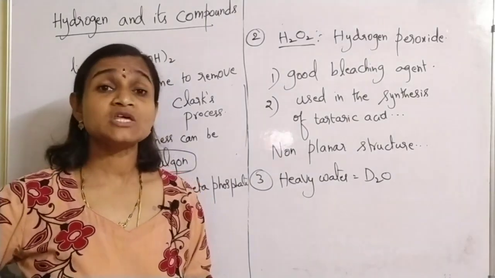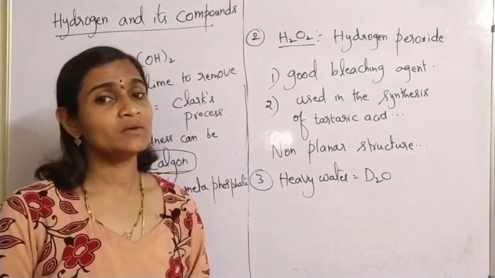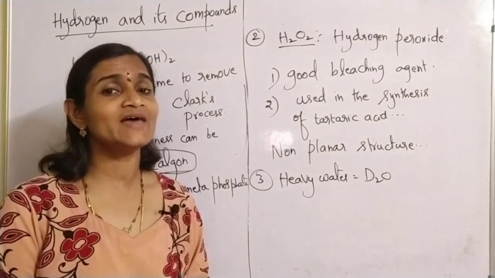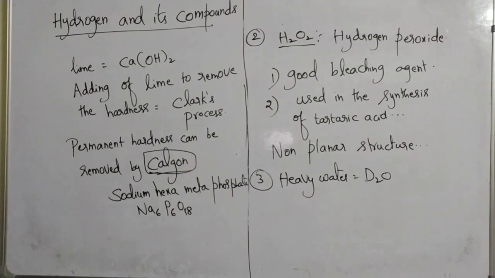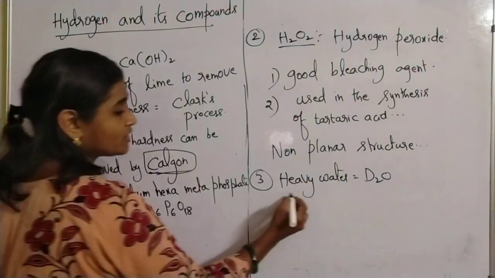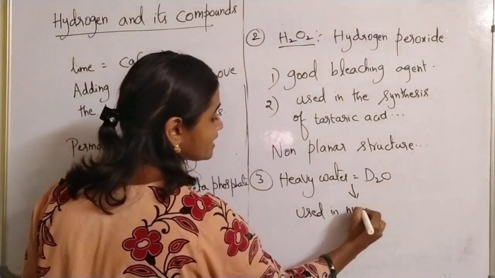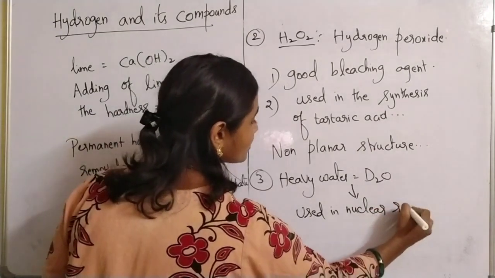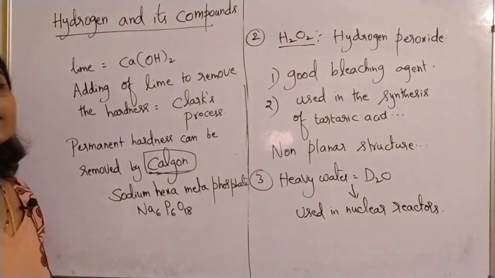The preparation methods and properties are also the same as normal hydrogen, but it is heavier than normal hydrogen because of the presence of neutrons. Neutrons are available in deuterium, so it is a little bit heavier. D2O is largely used in what? Nuclear reactors. So heavy water, D2O, is mostly used in nuclear reactors.